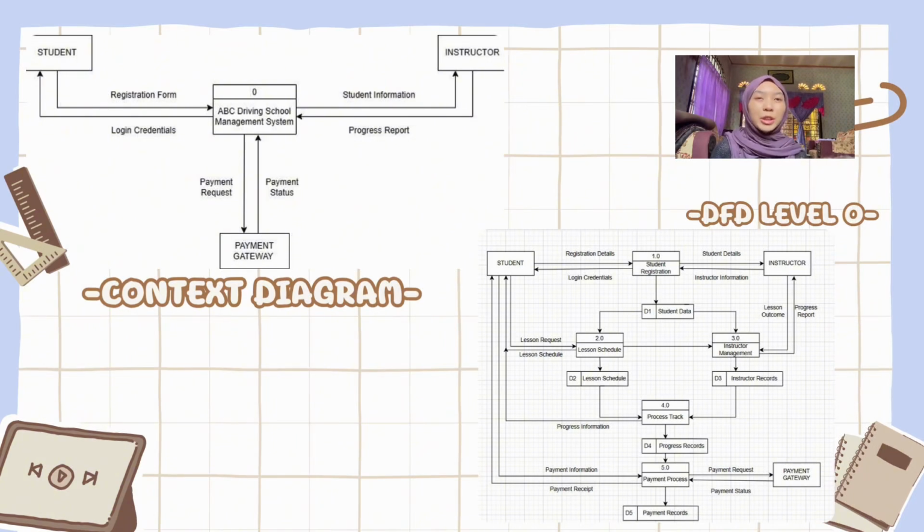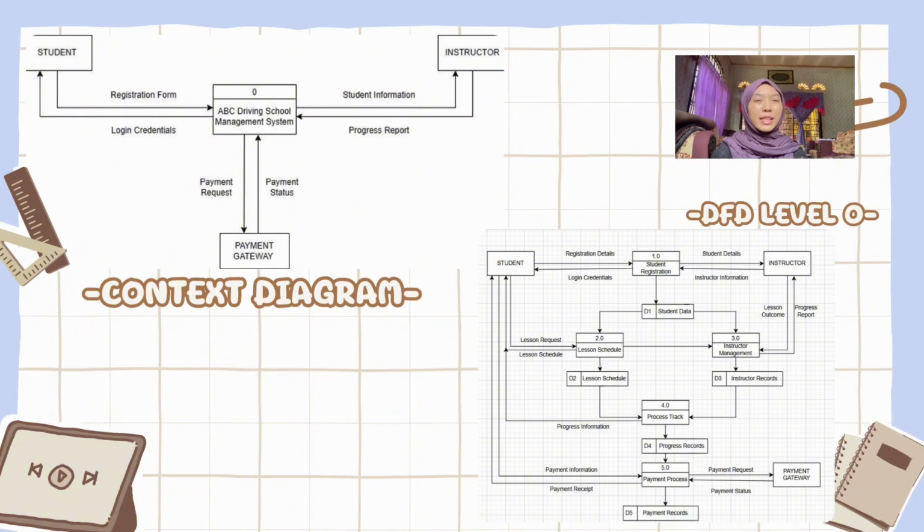The context diagram shows the interaction between the system and the external entities. There are 3 external entities, which are student, instructor, and payment gateway. First, the student sends the registration form to the system. After the registration is complete, the system returns the login credentials to the student.